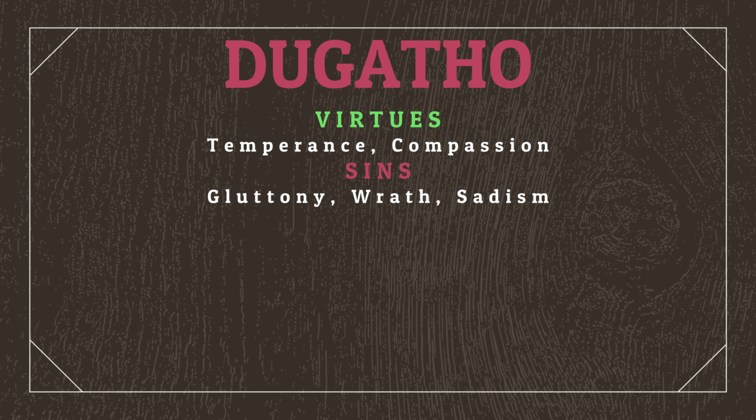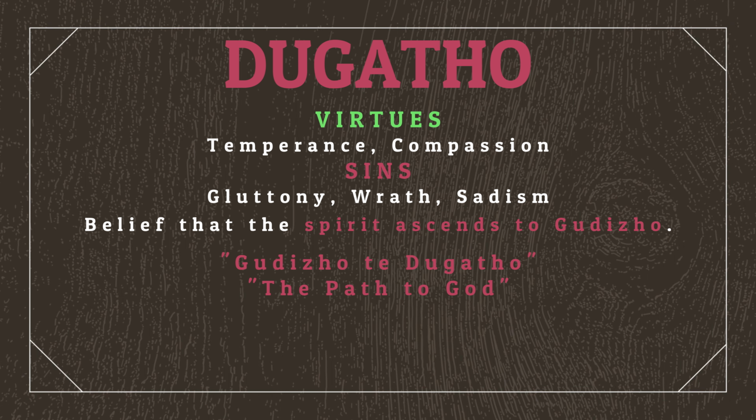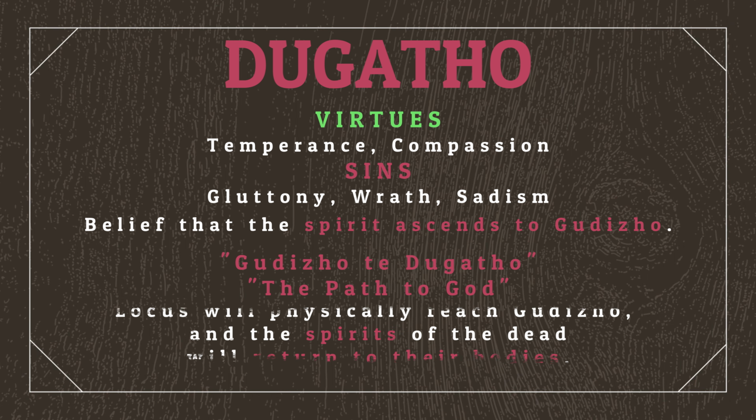It answers the question of what happens when we die with the deceased spirit ascending into the sky to return to Gudijo, which is viewed as both a deity and a concept of heaven both in one. According to Dugathian mythology, Locus follows what is called Gudijo te Dugatho, or literally, the path to God. And one day, Locus will physically reach Gudijo, and all the spirits of the dead will return to their bodies, resulting in a very Christian-like apocalypse.